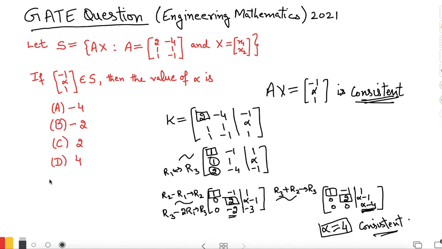So clearly it is option D, and option D, alpha equal to 4, satisfies only for this value. This vector will be in S, that means it will lie in the linear combination of these two vectors, which is obviously a plane because these two are independent vectors giving two pivot positions. So for alpha equal to 4, the vector will lie in the set S. So the answer for this question is part D, that alpha has to be 4.